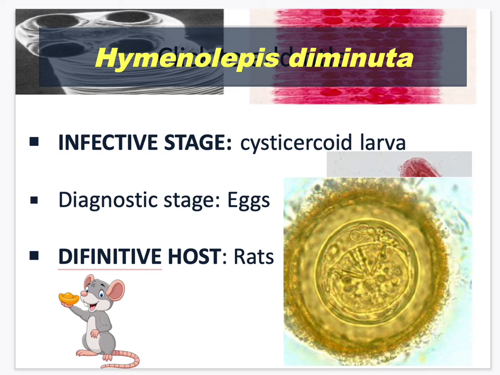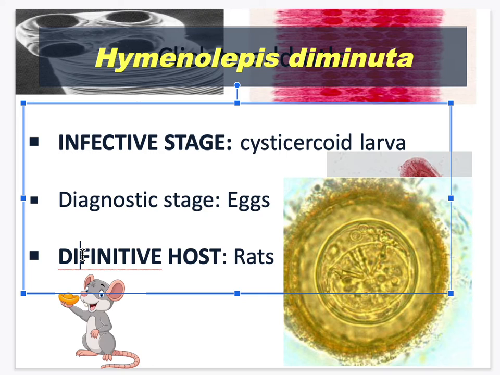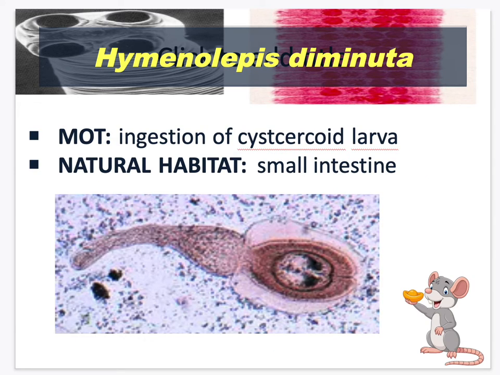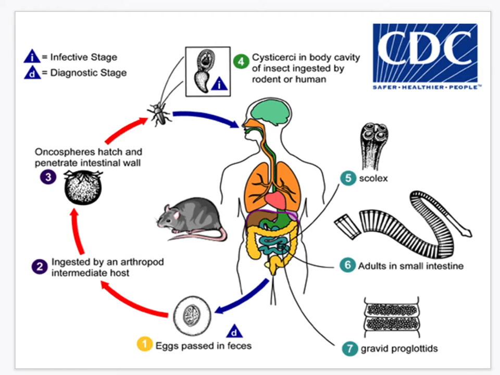So, Hymenolepis diminuta, your infective stage is your cysticercoid larva, your diagnostic stage is your eggs, and your definitive host is your rats. Okay, your intermediate hosts are your beetles, your fleas, your cockroaches, your mealworms, and earwigs, and the most common intermediate hosts are grain beetles belonging to the genera Tribolium and Tenebrio. So, mode of transmission, it's the ingestion of cysticercoid larvae, and their natural habitat is your small intestine.